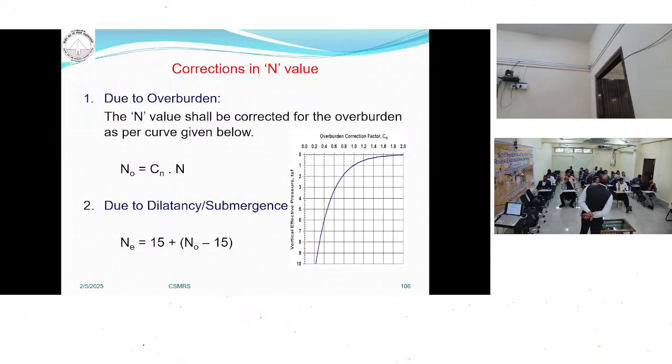When you are coming to the corrected SPT values, suppose you have conducted a test at a depth of 10 meter, 15 meter. Due to the overburden pressure, the SPT value comes around 50-60. But the actual value after applying the overburden pressure correction will come around 25 to 20. That's why it is required.